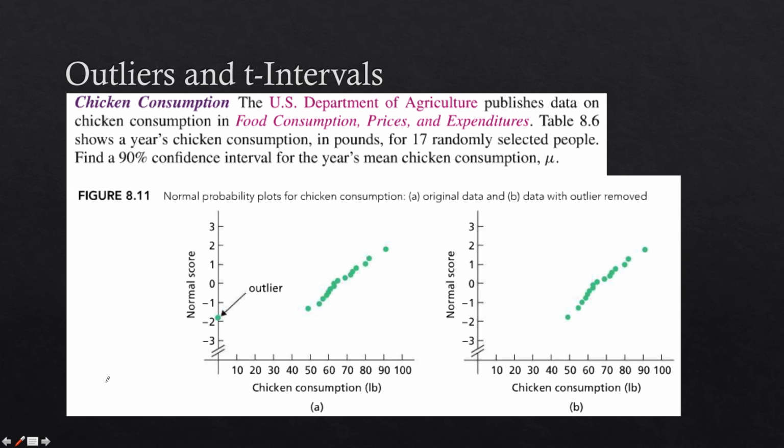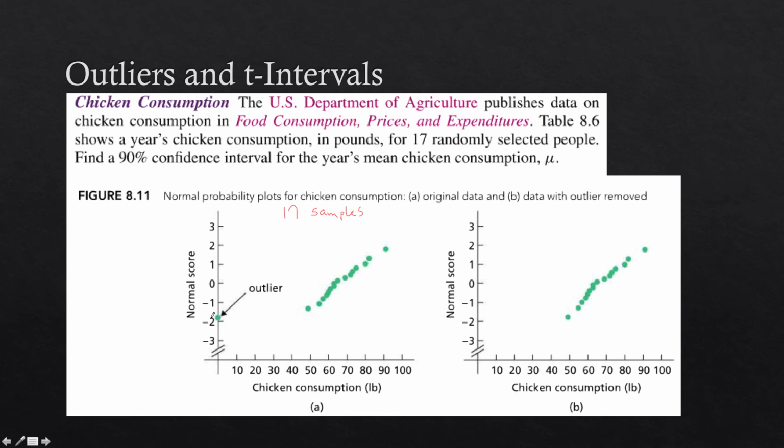Alright, so the U.S. Department of Agriculture publishes data on chicken consumption. They've taken a table of 17 randomly selected people, and they're trying to find the confidence interval. Now, we're not going to find the confidence interval, but they're trying to find it. Okay? The first thing they did was the normal probability plot of the 17 samples. This is the plot that came up for the 17 samples of the original data.